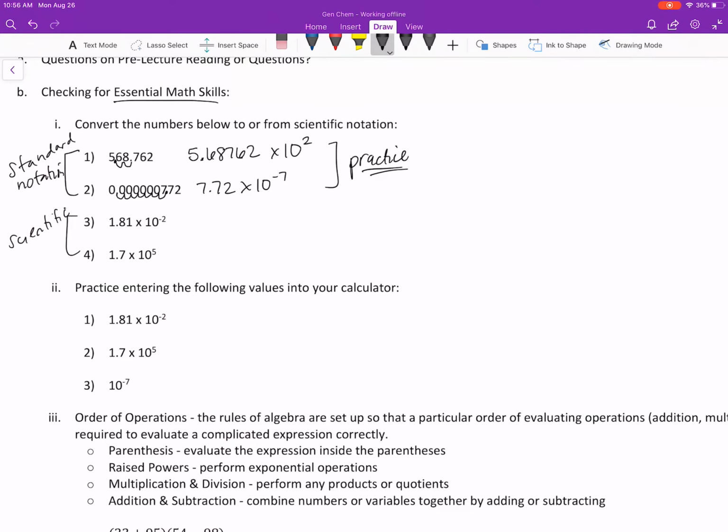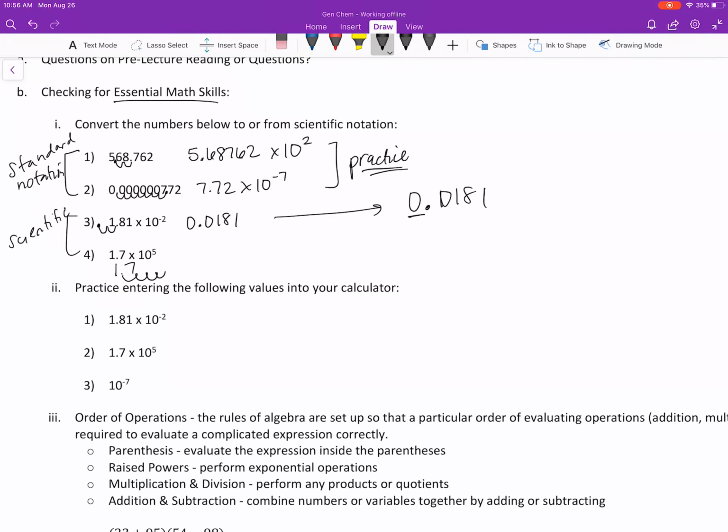Alright, so now we're going to go back from scientific to standard. So same way, we're going to go 1, 2, and we're going to rewrite this number. Remember, Dr. Smith's pet peeve is the 0 in front of the decimal place. Okay, so make sure that you write this 0. It's not significant as far as counting digits, but it's significant to Dr. Smith.